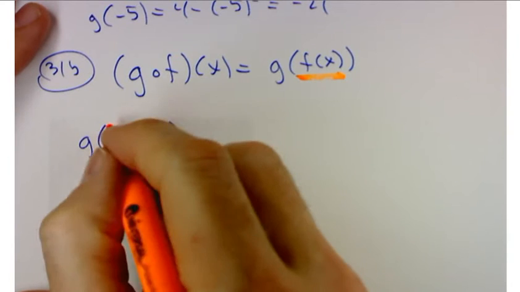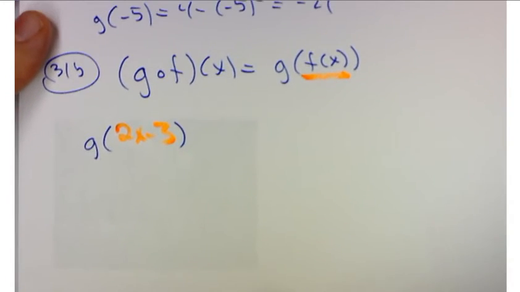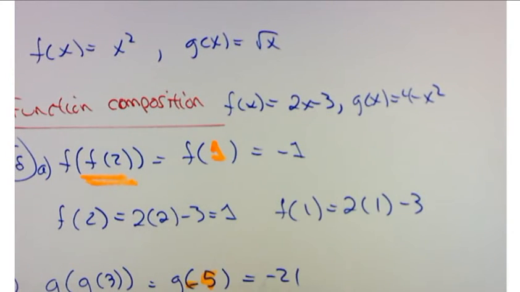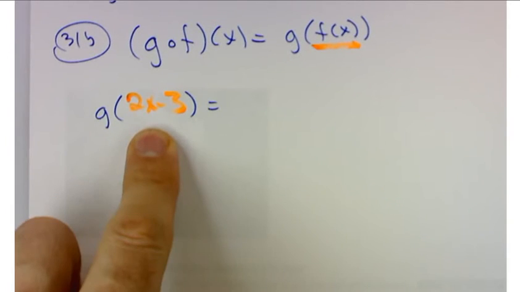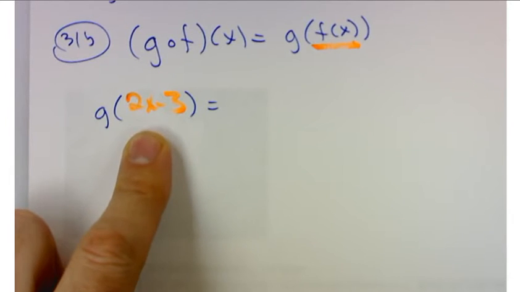That's from the function that they gave us at the start of the problem. So that's something that's going to be given to you. You're not going to have to know that out of the ether or something like that. So there's our input into g. Now let's look at the rule for g. The rule for g, and let me just write it up here, g of x was 4 minus x squared.